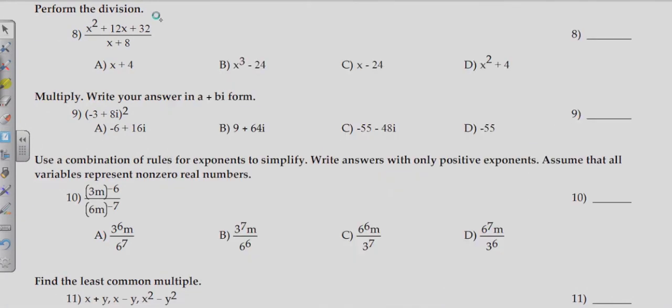So the answer will be x plus 4, that's it, no remainder. Okay? Clear? Any question about this? That's a very easy one.